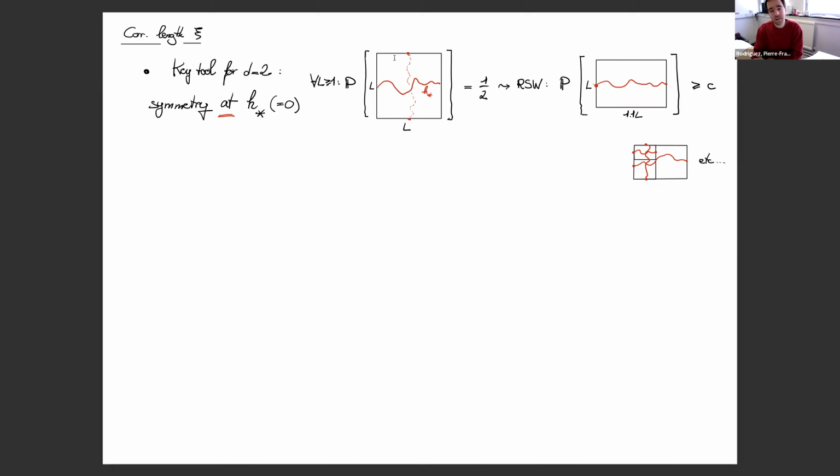And if you know this, then you already know that at this value of h star, at this self-dual point, you must be critical. Forget that it goes from left to right: you have a macroscopic quantity with probability bounded away from 0 and 1, and this is exactly a characteristic of the critical regime. So this is sort of an existence result. It tells you that you have big clusters with good probability.